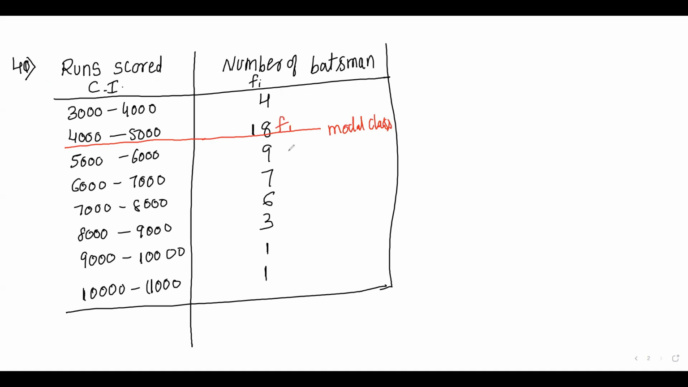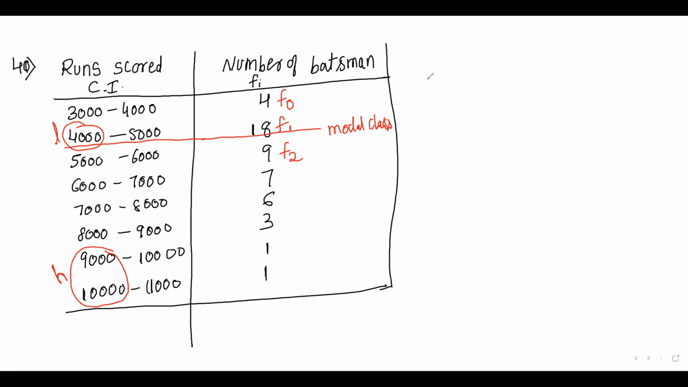F1 is the frequency of the modal class. F0 is the frequency preceding the modal class. F2 is the frequency succeeding the modal class. L is the lower boundary of the modal class. H is the size of the class. You will get H by subtracting consecutive lower boundaries.